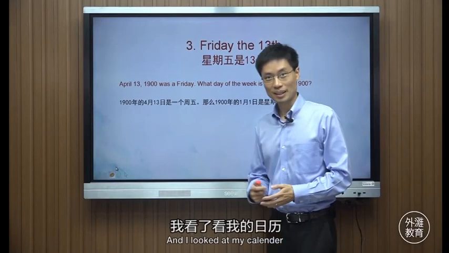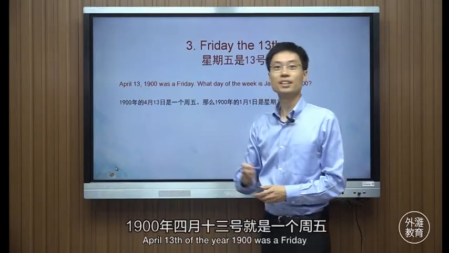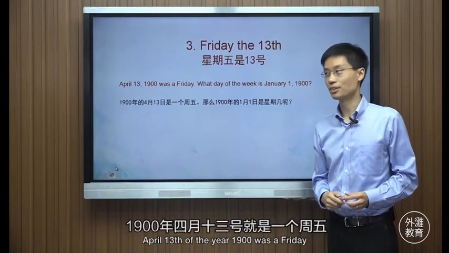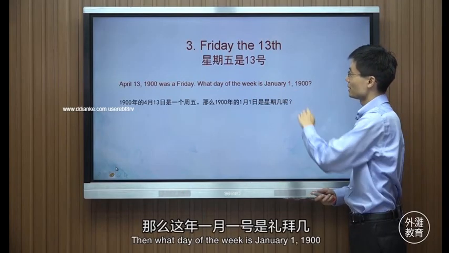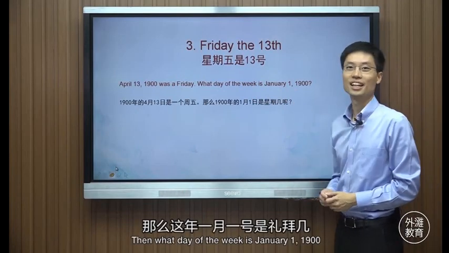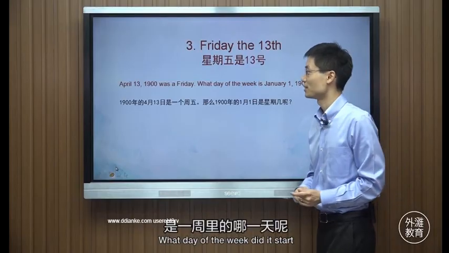And I looked at my calendar. April 13th of the year 1900 was a Friday. Then what day of the week is January 1st, 1900? What day of the week did it start?